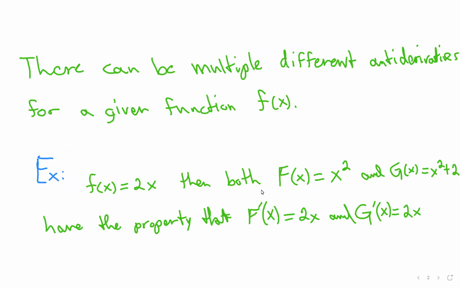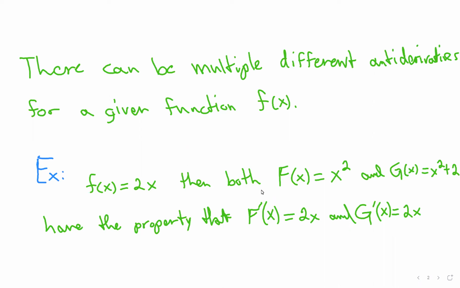Now, let's take a look at the potential for antiderivatives to have a couple of different results. So there can be multiple different antiderivatives for any given function f of x. So if you have, for example, our f of x equals 2x in this case, then both capital F of x equals x squared and capital G of x equals x squared plus 2 are potential antiderivatives.